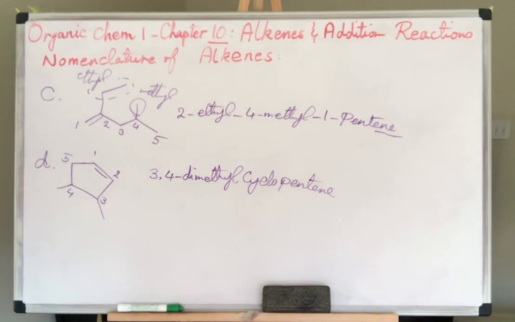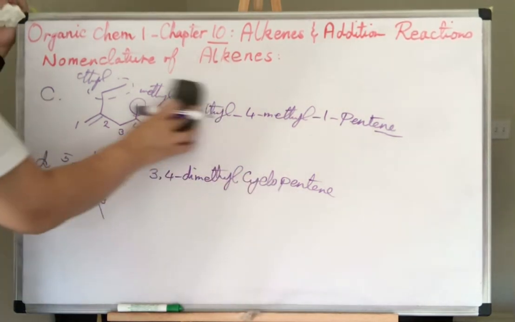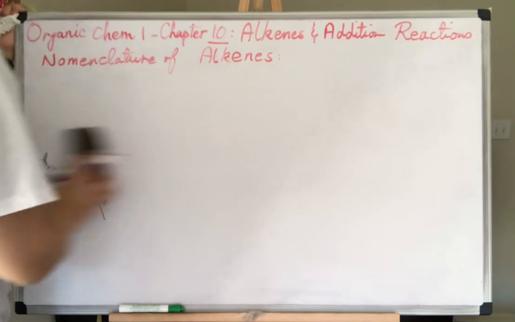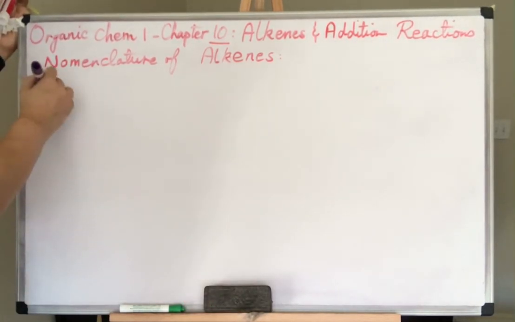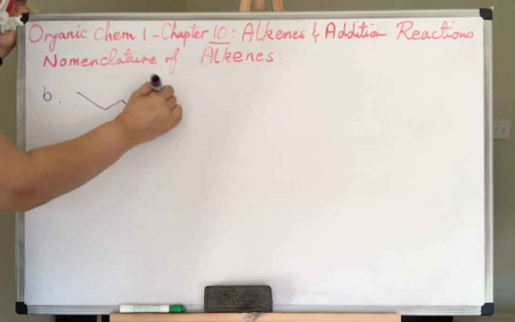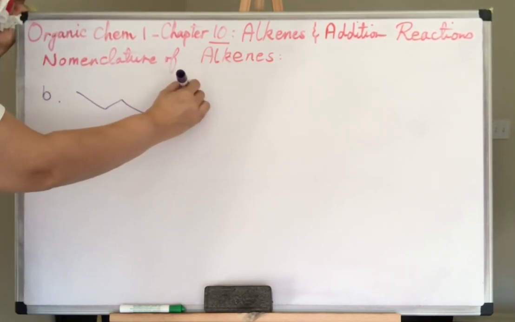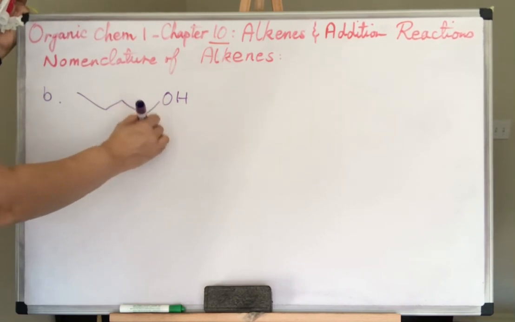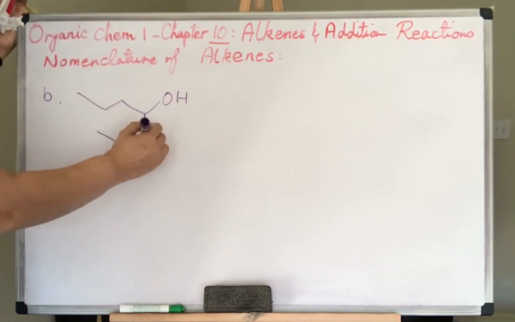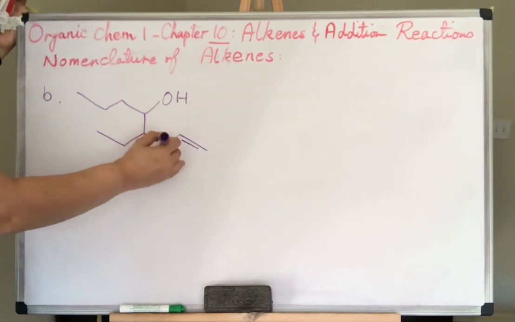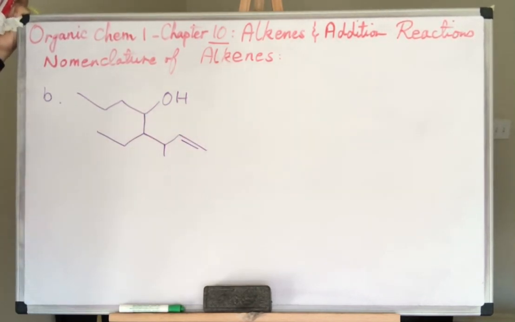Now, working on some more examples on page 4. You're supposed to give the IUPAC names. So, I'm working on B and C. It's a little bit too early to work on OH alcohols, but you already know how to name them. You will have them more in organic too.